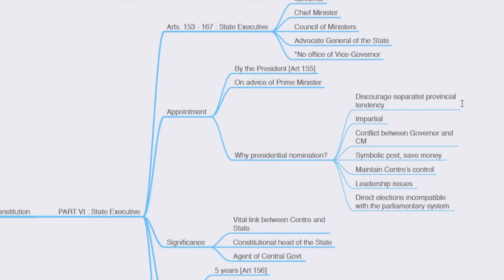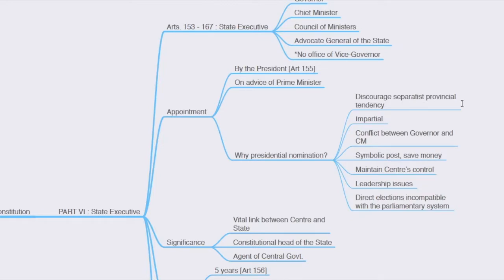Also, we need a governor who is impartial, who is not a member of any party. And if the governor is elected just like the chief minister, then there will be conflict between them, like who will be above whom. To avoid that conflict, and also leadership issues, like who will lead the government and who will lead the state, we wanted one elected leader and one nominated leader.